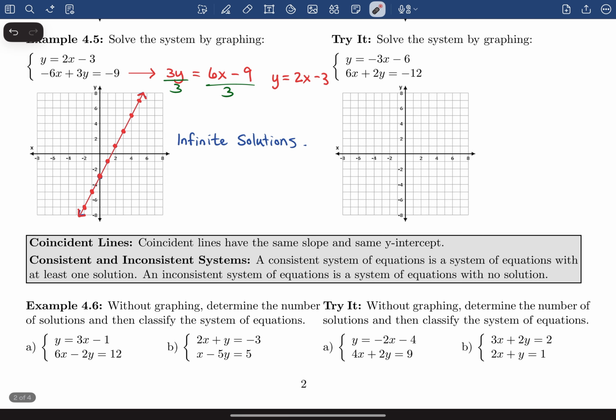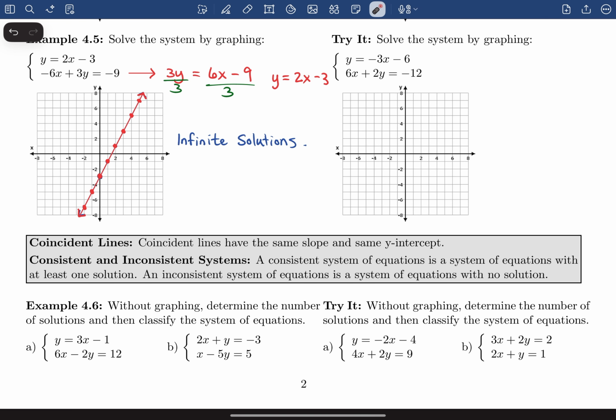Well, let's move forward, and we're now going to discuss a couple new definitions. So coincident lines have the same slope and same y-intercept. And so these two lines that we just discussed here and here, those we call coincident lines. They are the same line, they're coincident.